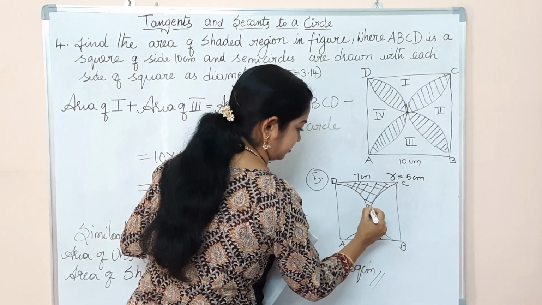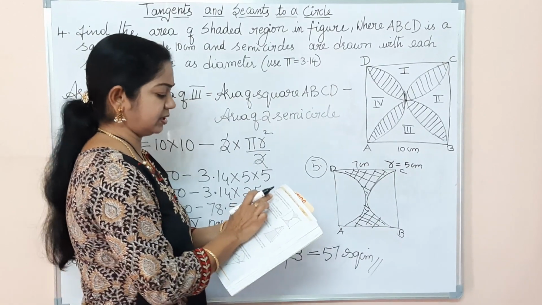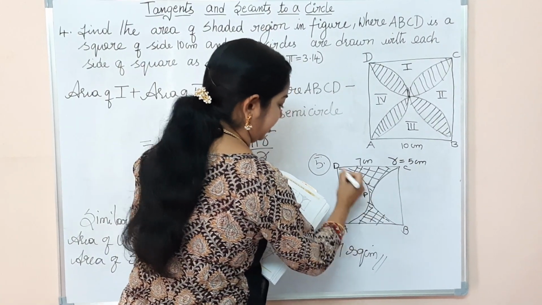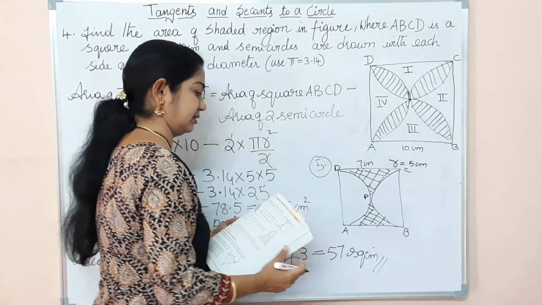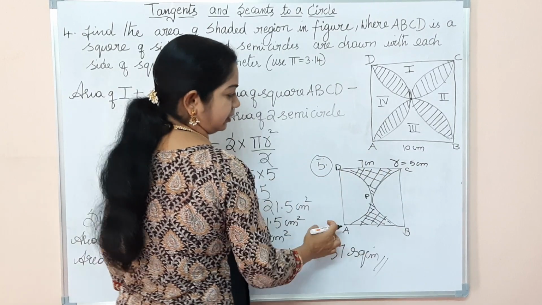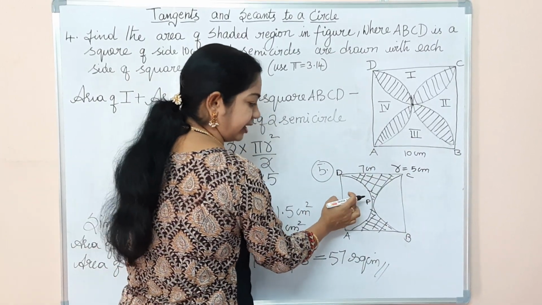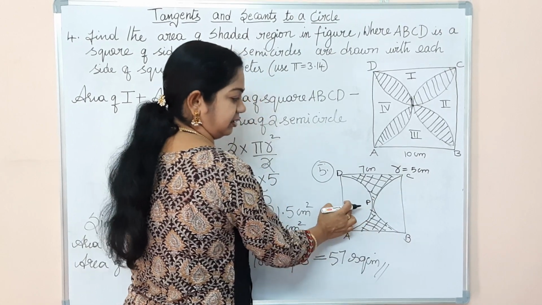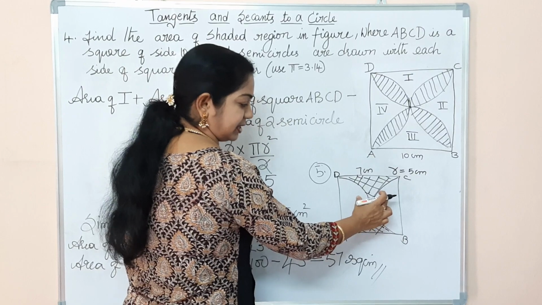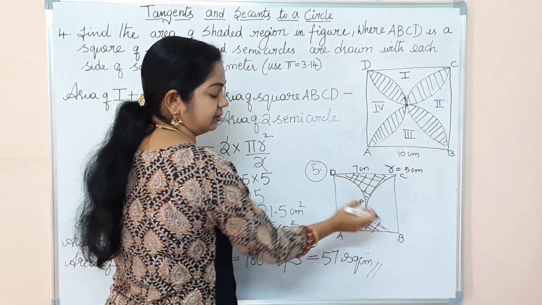This shaded part. Also given that APD and BPC, this is P here, APD and BPC are the semicircles. Here use 22/7. So in this, what we do? First find the area of the square, then find the area of the two semicircles. If you subtract the area of the semicircles from the area of the square, you get the shaded portion.